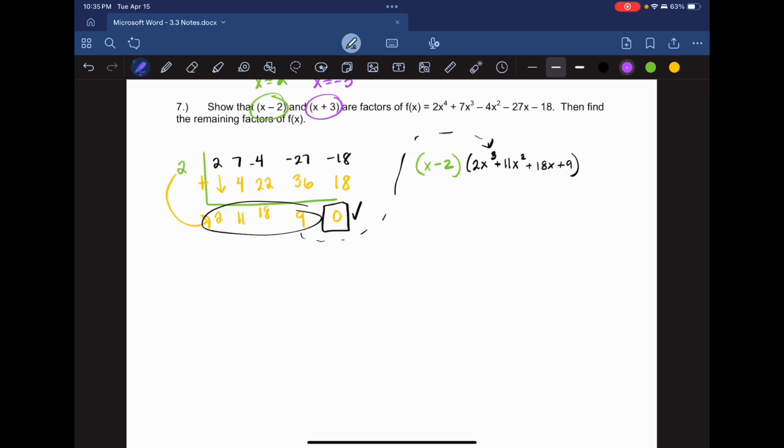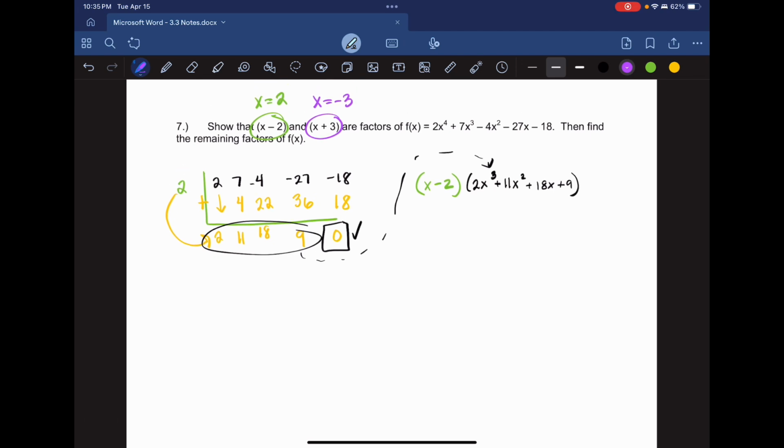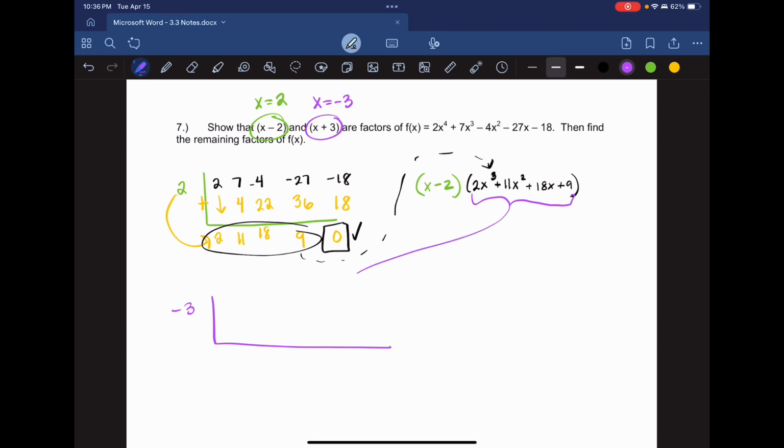Okay, so we've shown that x minus 2 is a factor, so now let's just show that x plus 3 is a factor. So now we're going to test our negative 3. And this time, we actually can use this polynomial as the coefficients for our new synthetic division. Okay, so in other words, instead of coming back and using my original one, I'm going to use the new one that I have left over after I take out the x minus 2. So I've got 2, 11, 18, and 9.